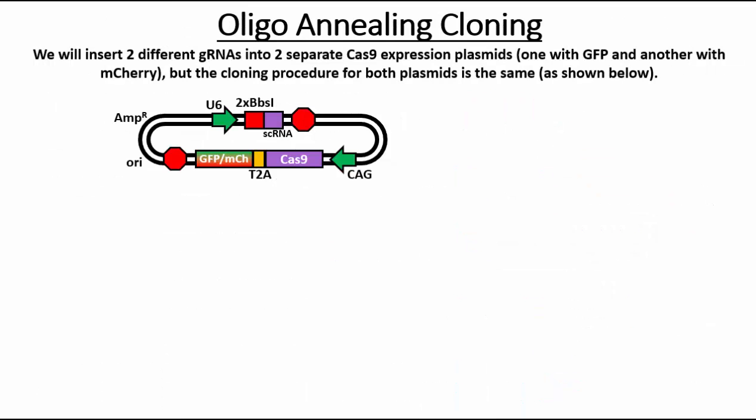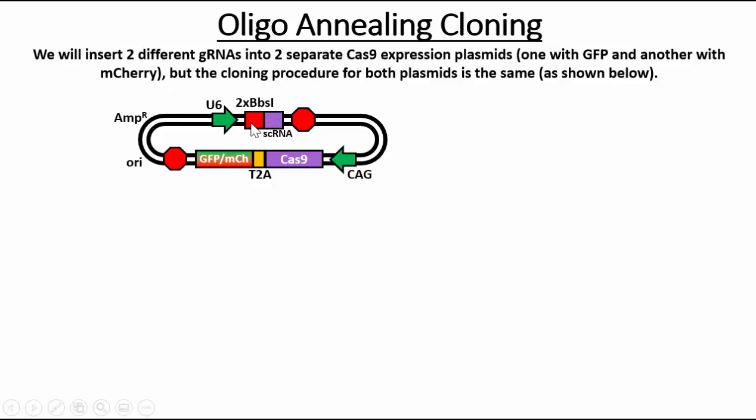Okay, so I want to introduce Cas9 and 2 different gRNAs into the cell. How am I going to do that? Well, first of all, I'm going to use 2 plasmids. One of these plasmids is going to express Cas9 attached to GFP. The other one is going to express Cas9 attached to mCherry. Now, mCherry is a red fluorescent protein, the other one being green fluorescent. So if I get a cell that fluoresces both red and green, I know that I've delivered both plasmids and I have both gRNAs.